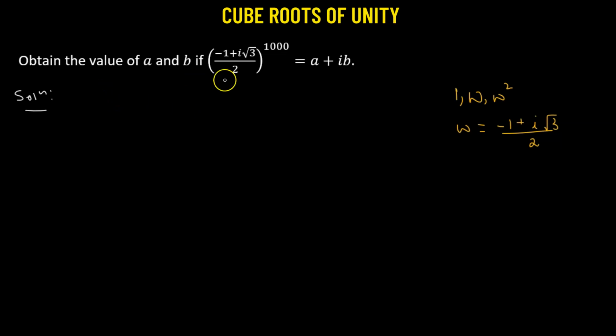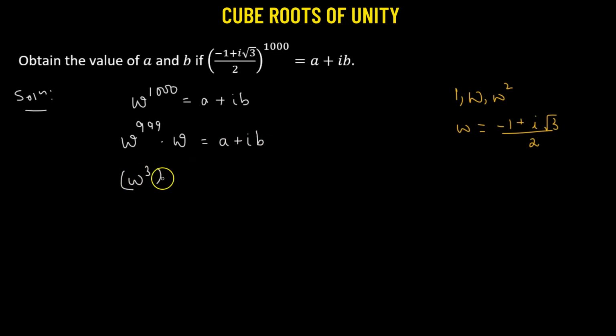So that means our given expression will now reduce to omega raised to the power of 1000, which equals a + ib. Now omega raised to the power of 1000, we can also rewrite as omega raised to the power of 999 times omega, which equals a + ib, or simply (omega cubed) raised to the power of 333 times omega equals a + ib.